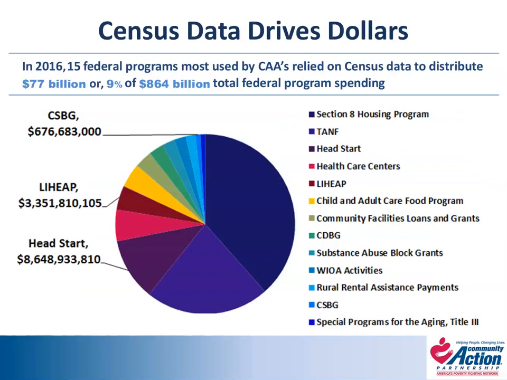Again, just driving home that the census drives dollars. All of this money relies upon the data that we will collect in the next 15 months. 9% of the $864 billion in total federal program spending will come down to the programs that the CAAs use the most. So again, TANF, Section 8, Head Start, LIHEAP, CSBG, SSBG, rural programs, aging programs. It's important. All right, next slide.